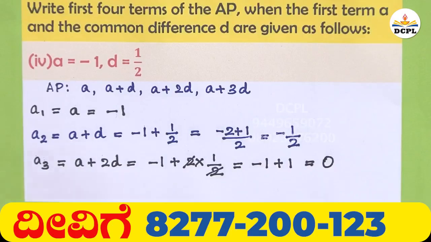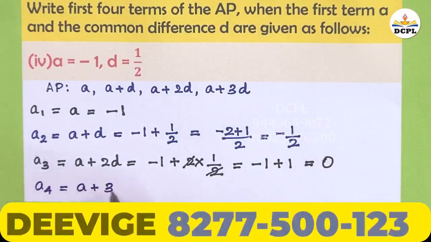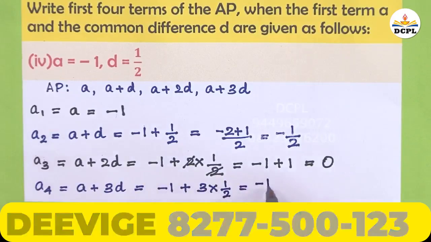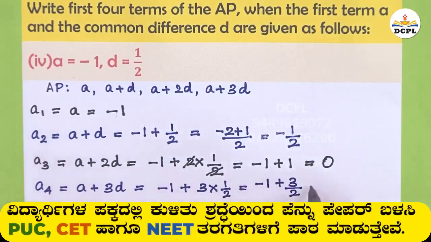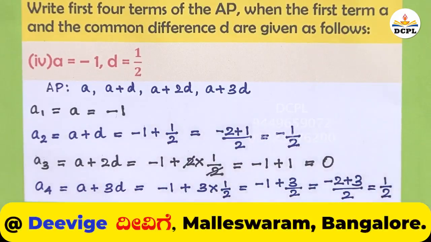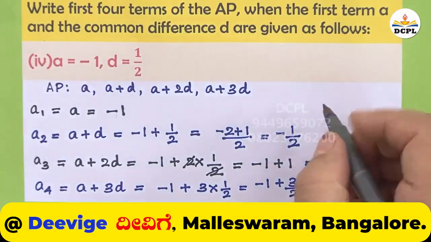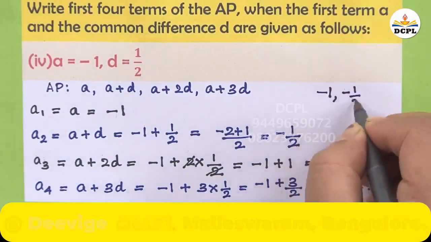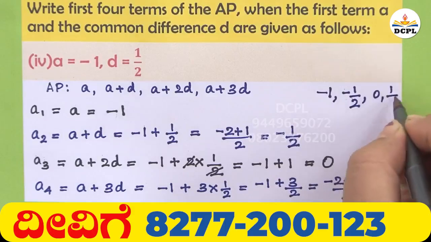Now let's find out the last term, A4, which is given by A plus 3D, which is nothing but minus 1 plus 3 into half. So which is minus 1 plus 3 by 2. If we take the LCM here again, it is minus 2 plus 3 divided by 2, which is going to give you 1 by 2. So clearly the 4 terms of the arithmetic progression are minus 1, minus half, 0 and 1 by 2.